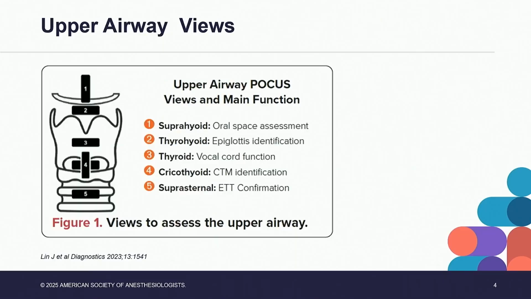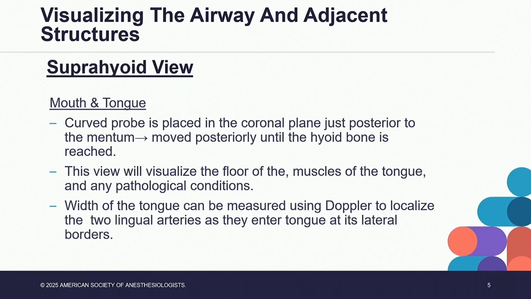So in order to understand how you can do the POCUS for the upper airway, you have to understand there are very simple views you can go through for a full evaluation of the upper airway. The suprahyoid view, which is very important for oral space assessment, thyrohyoid for the assessment of the epiglottis, thyroid to assess the vocal cord, and the cricothyroid to assess the cricothyroid membrane identification, and suprasternal to look at the ET tube confirmation. So let us go view by view.